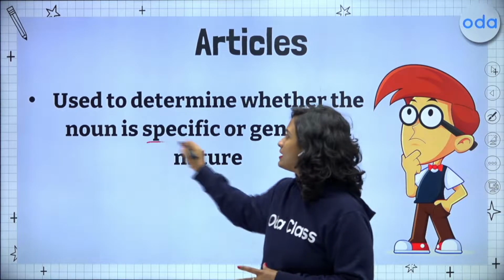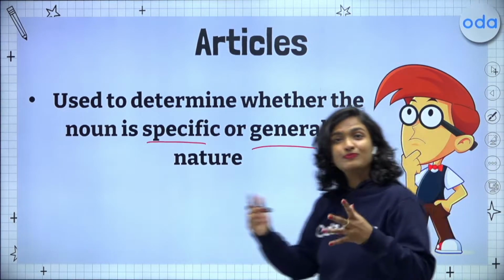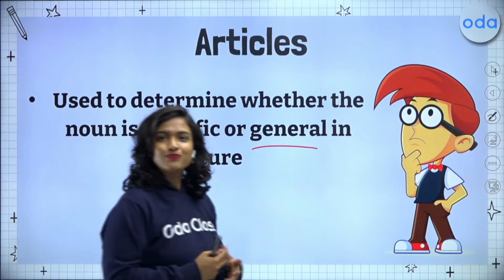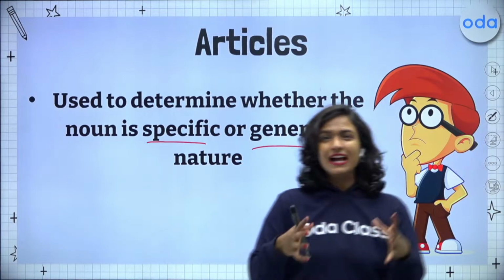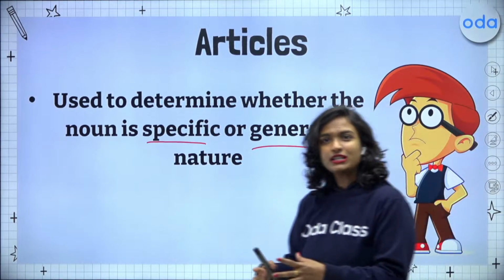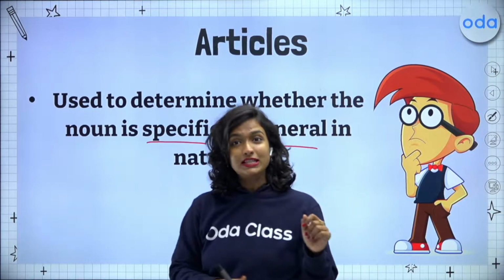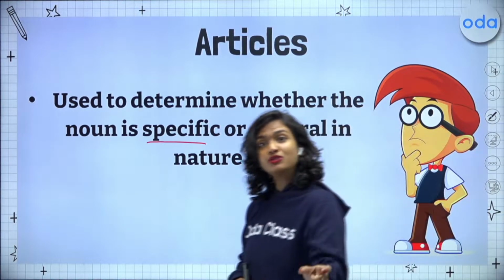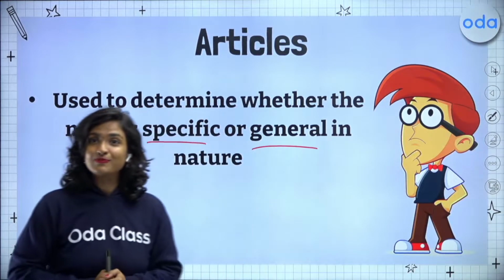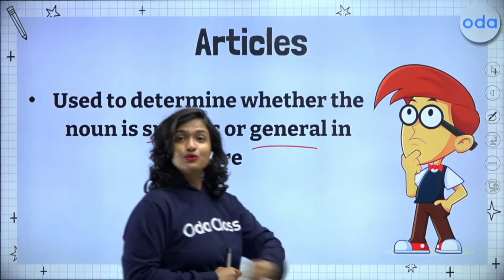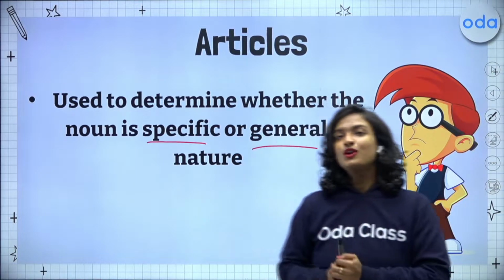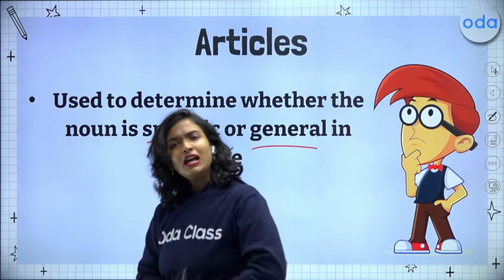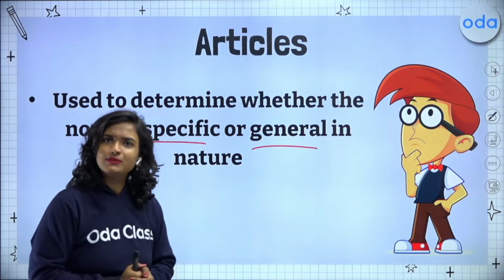So, what is the meaning of specific and general? Let's quickly revise that, right? When you say something is specific, you are talking about one exact object, right? So, for example, the water bottle on the table is mine. So, I am talking specifically about the water bottle which is on the table. That is why I will be using an article, the, which is used to show that something is specific in nature.